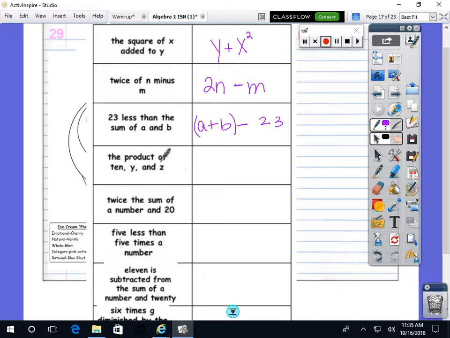Alright, the product of 10y and z. What does product mean? Multiplication. And aren't you just multiplying all three of those things? How do you write that? But you're doing the product of 10y and z, so all three of them. So wouldn't that just be 10 times y times z, and you don't have to write times?